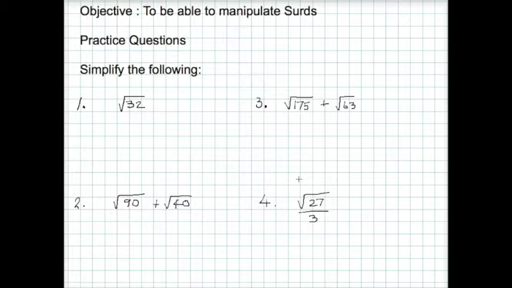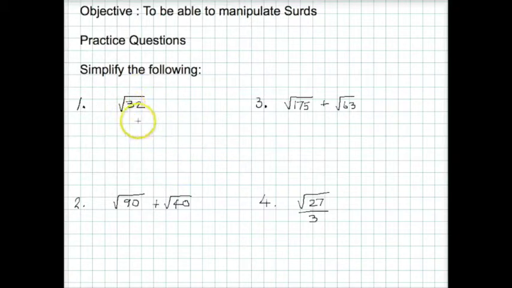Hi, welcome back. Let's now go through these four questions together. What we're asked to do here is to simplify the following expressions. They're in surd form. We want to try and rationalize these if possible, or get them into their simplest form.